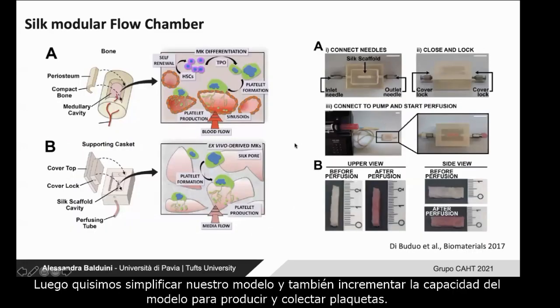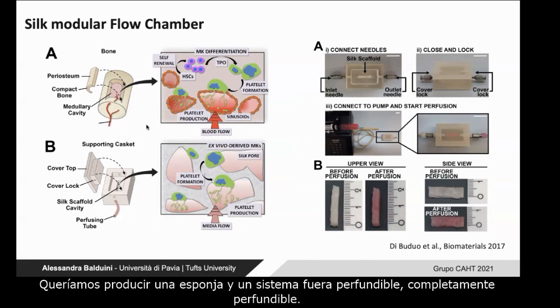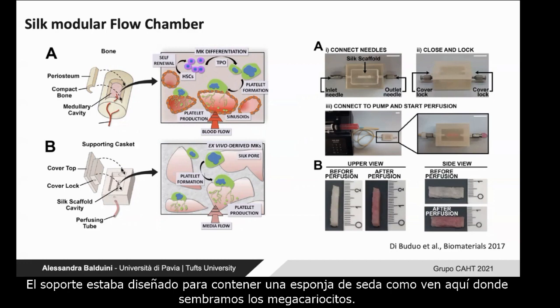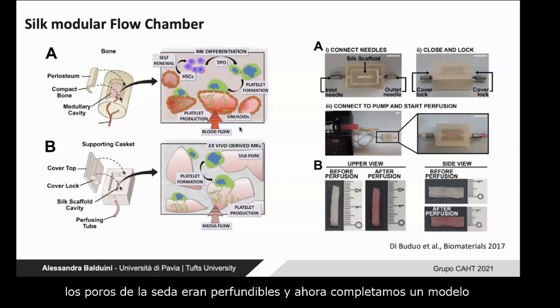And then we wanted to simplify our model and also to enhance the capacity of the model to collect platelets. So we thought that we could consider the entire sponge as a bone marrow and the pores of the sponge as the vessels. We wanted to produce a sponge and a system that was completely perfusable. And we did. Christian 3D printed a scaffold, a supporting casket that you see here. This casket was designed to contain a silk sponge, where we seeded megakaryocytes. We demonstrated that the silk sponge was completely perfusable. As I told you, all the pores of the silk were perfusable.